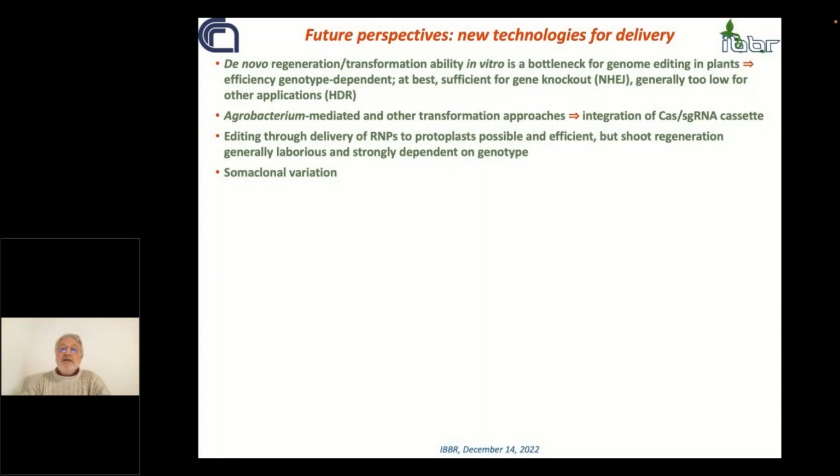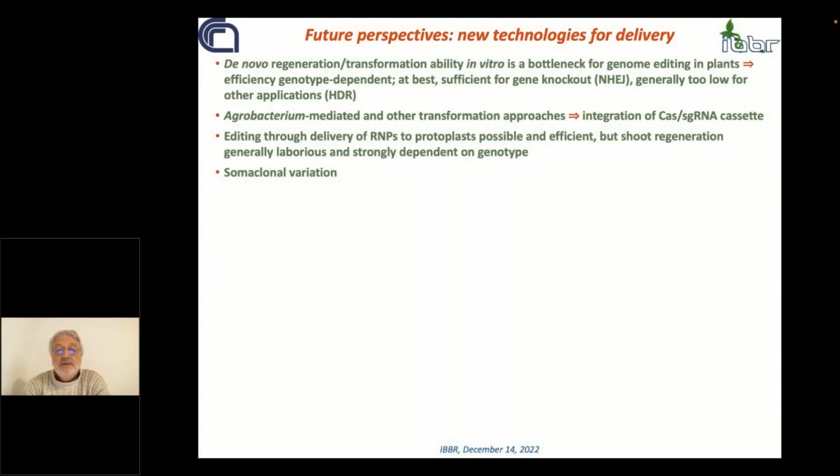Besides that, Agrobacterium-mediated and other transformation approaches usually induce integration of the Cas and gRNA cassette. That is not a good thing. Then you should get rid of that by selfing or crossing where it is possible. That is more difficult in vegetatively propagated species. Then you have to use induced recombination, and also it is good to use transient methods to induce editing.